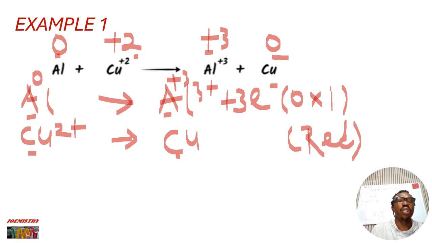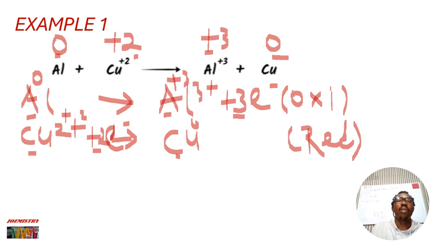Now let's go to the reduction half cell. Copper is +2 here, and copper is 0 here. So add 2 electrons here to balance the charge. So +2 minus 2 is 0. So the charges are now balanced on both the reduction half cell and the oxidation half cell. So the next thing to do is to balance the electron gain and electron loss. The electron loss on the oxidation half cell is 3. Electron gain on the reduction half cell is 2. So we have to balance electron gain and electron loss.